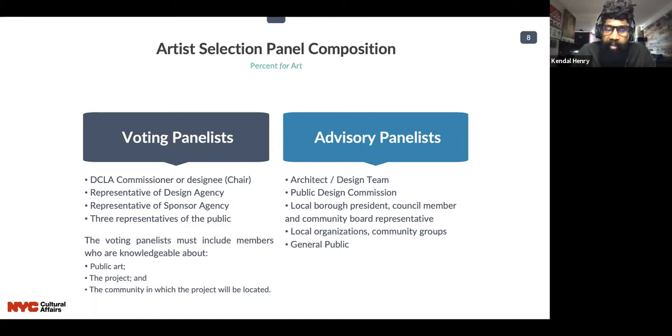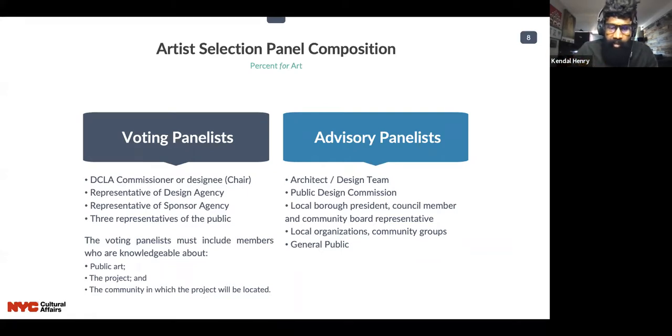At the end of the day, the goal is to select, create, commission a work of art that responds to the community on a community level, but also not forgetting that it's a work of art and has to serve as such. And so the advisory panelists are not voting members, because when you look at the advisory panelists, you see their agendas might be slightly different than an art focus.